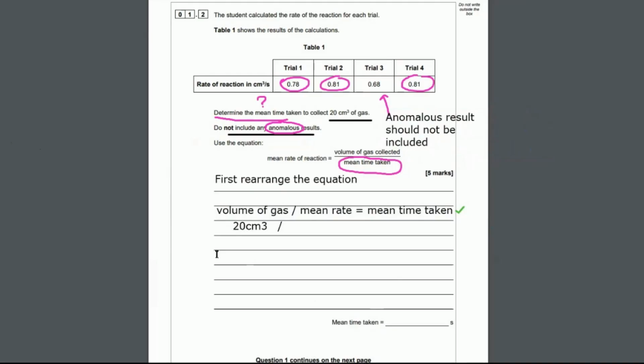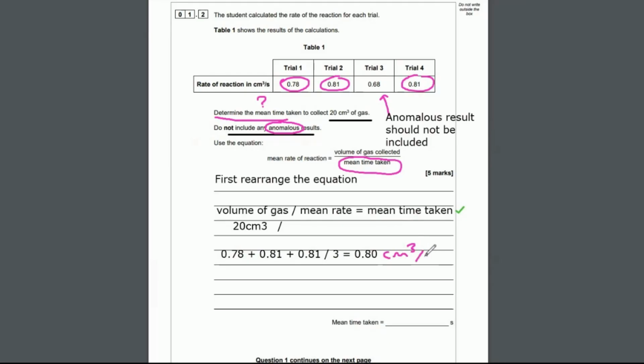And this is often a question actually on means. And so you've got to remember that. Always take the anomalous out. So we're going to go 0.78 plus 0.81 plus 0.81 divided by 3. And that is going to give us our mean rate of reaction. And then we need to find the mean time taken. So we're going to do volume of gas, which is 20, over 0.8, which is the mean rate of reaction.